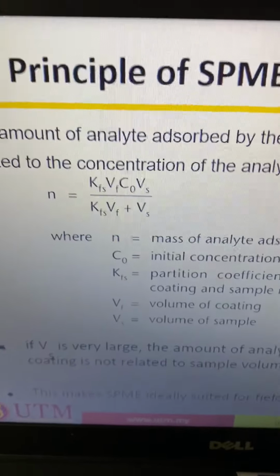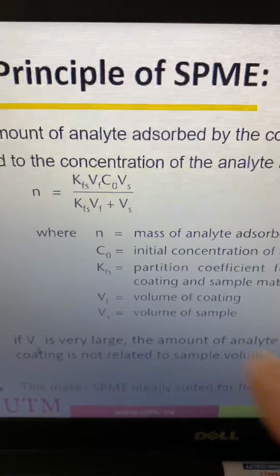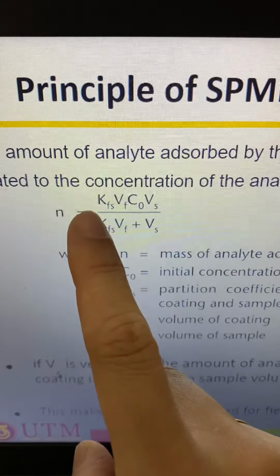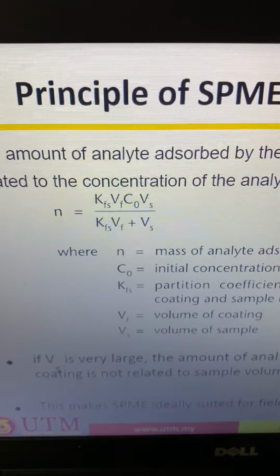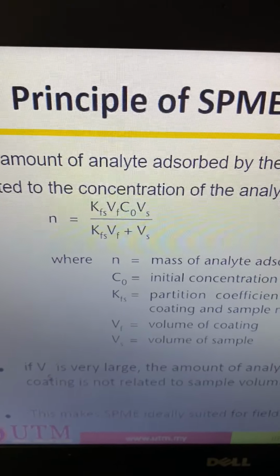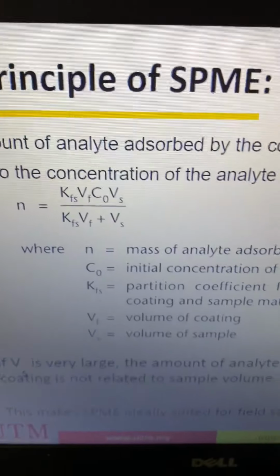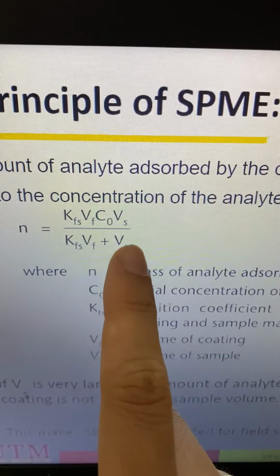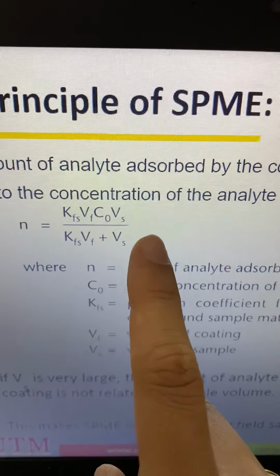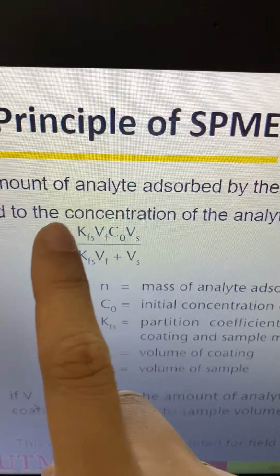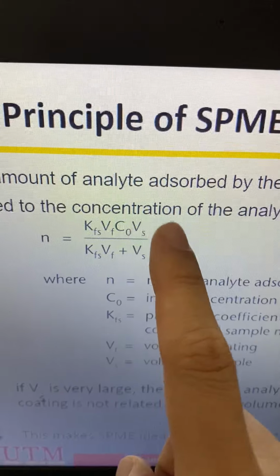If you have been following my class, I always told you that when you want to see whether something is directly or indirectly related, always look at the numerator and denominator. Here the denominator, with the plus V_s, is going to make the denominator big, right? So if something small is divided by something big, it is going to give you a small one.